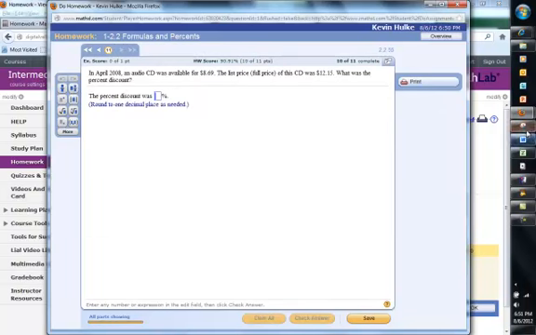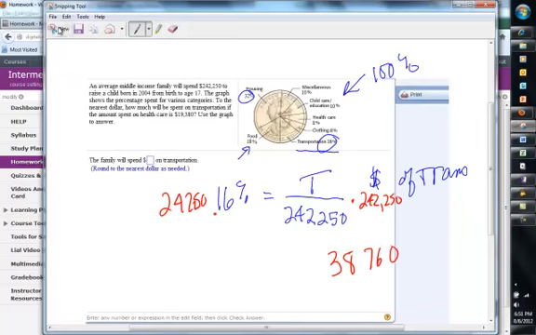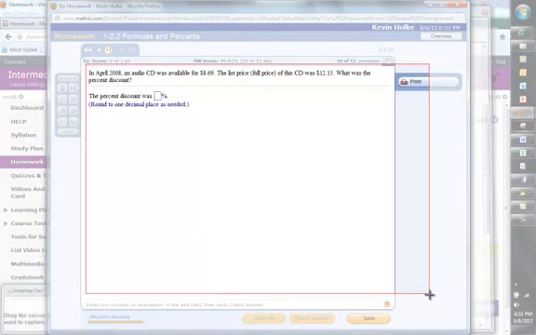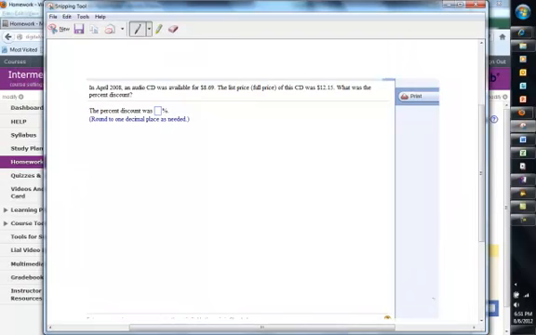Last question. In April 2008, an audio CD was available for $8.69. Nowadays, you can just get an EP and you don't have to buy those audio CDs. The list price was $12.15. What was the percent discount? So we want the discount. And we want it as a percent, so it's going to be the rate. The rate is always based on the full price.